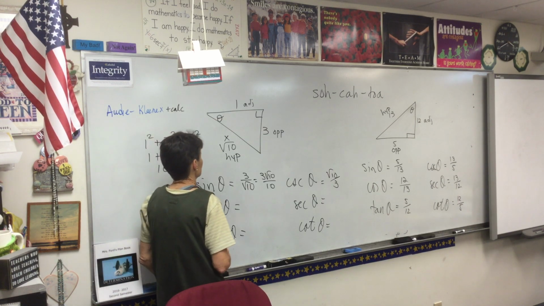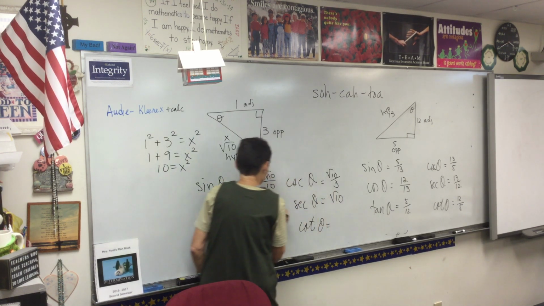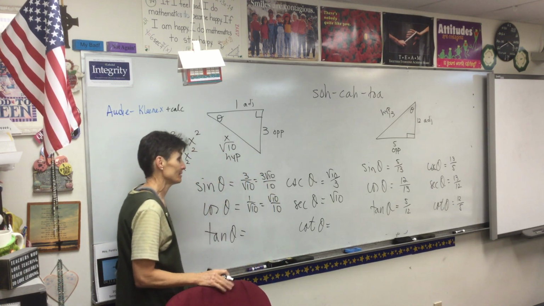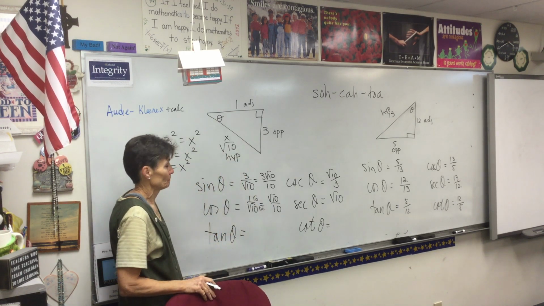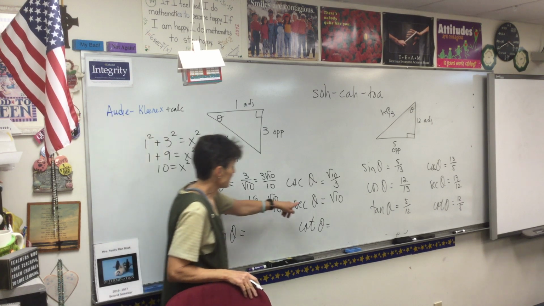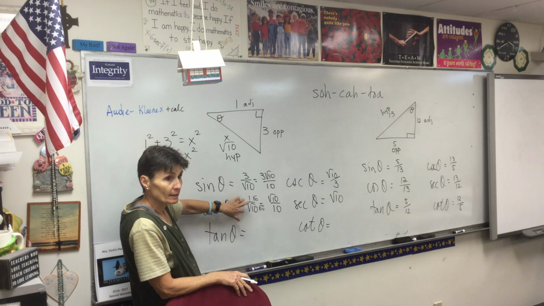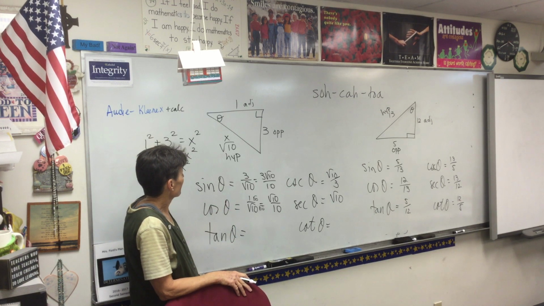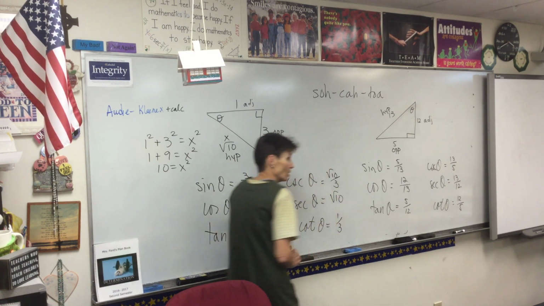What about cosine? 1 over root 10, which is root 10 over 10. Multiply top and bottom by root 10 here. Everybody understand why the secant's just root 10? If the cosine was 1 over root 10, if I flip that over, I get root 10 over 1. Right? Yep. What's my tangent? 3 over 1. So the cotangent is 1/3. Yep.